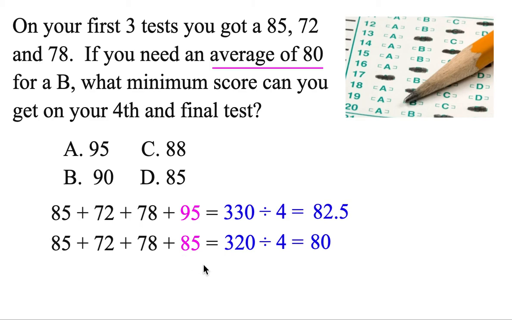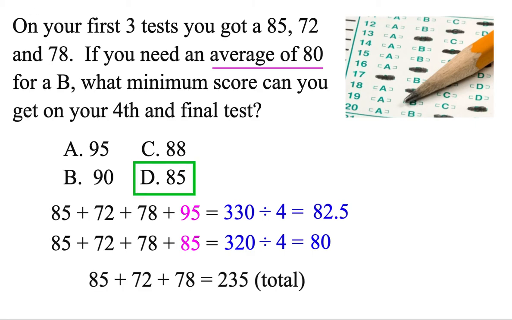What if it wasn't a multiple choice? Well, you could add up the 3 scores that you got. That'll give you 235. And if you get an average, it's the same thing as if you got that on all of your tests. So let's pretend we got an 80 on all 4. That would get us up to 320. That's what we know we need to get up to. We only have a 235, so then we'll subtract those, and that'll get us that 85 that we were looking for.